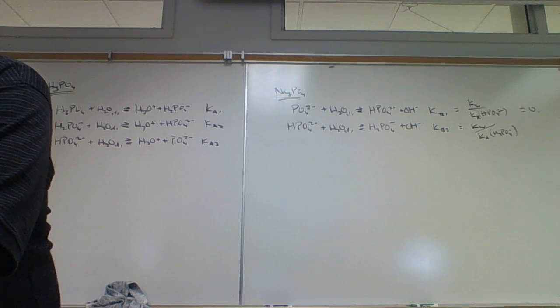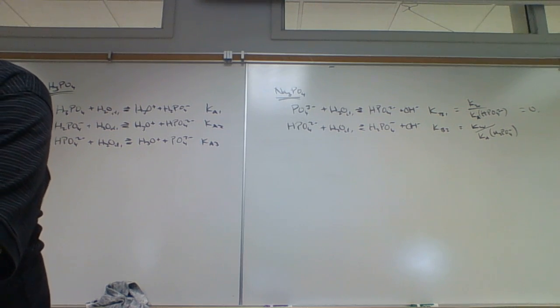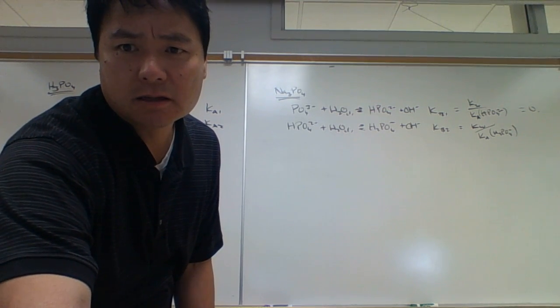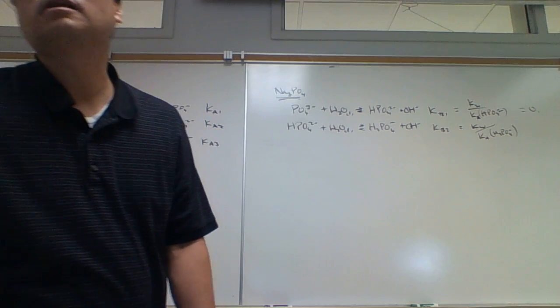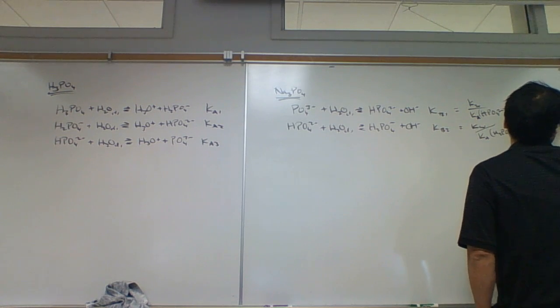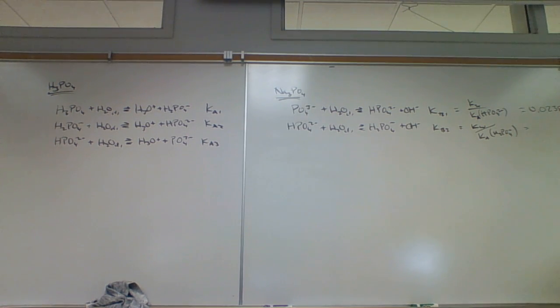Kb1? 0.0238. The Kb2 for HPO4 2 minus? 1.59 times 10 to the negative 10. Did you round this? Was it 1.59 or 1.58? 1.58 times 10 to the negative 9? No, 7.